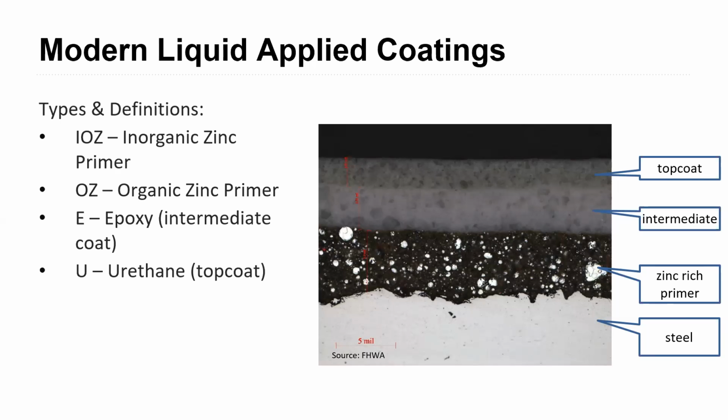Usually we use a zinc-rich primer as the first coat. There can be an intermediate coat, which is usually an epoxy coat. And then the top coat is typically a urethane coat. This is just the definition though for a traditional 3-coat paint system.